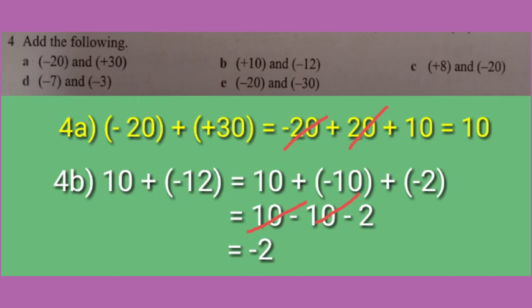Question number 4. Add the following. Part B: plus 10 and minus 12. Here 10 plus minus 12. Minus 12 can be written as minus 10 plus minus 2. That is 10 plus minus 10 plus minus 2. Now 10 minus 10 minus 2. Now cancel the positive 10 and negative 10, which equals minus 2.